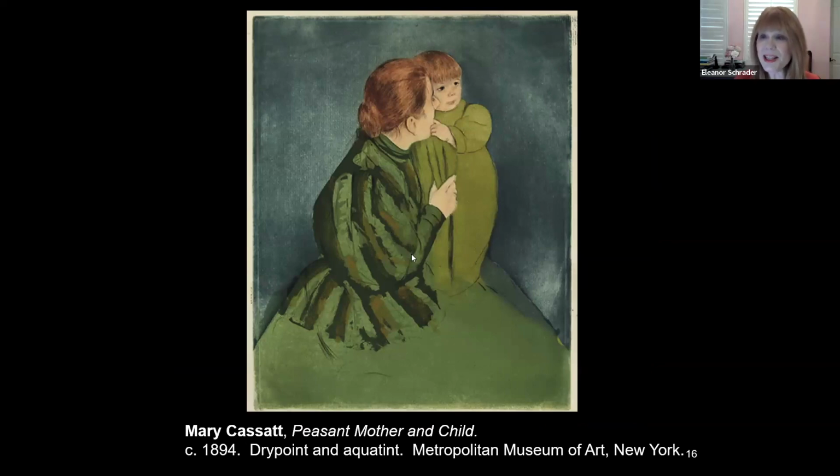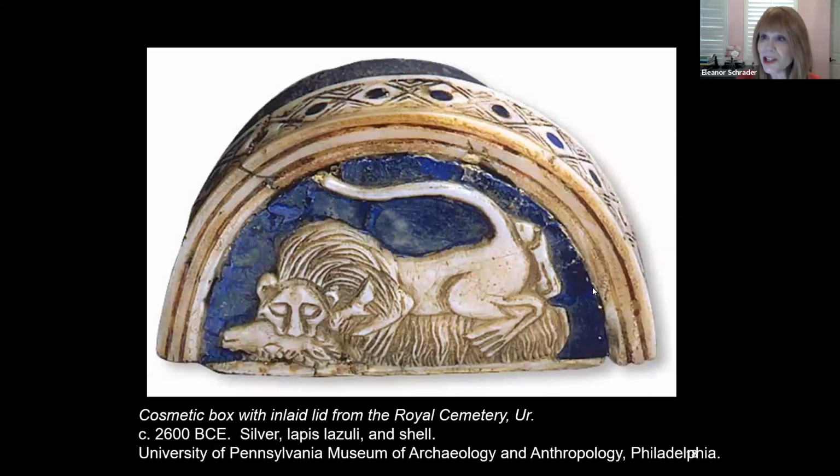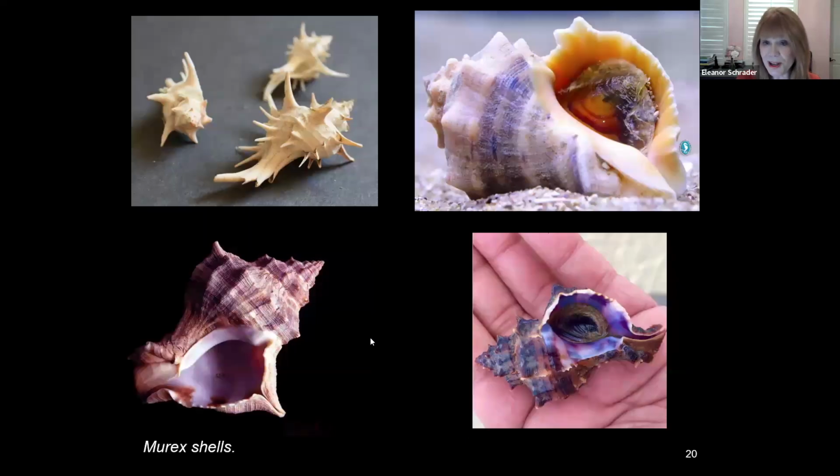We'll take the colors, each one of the pigments, and walk it through ancient history to modern art history. Even in the beautiful blues of lapis lazuli, we see that in ancient works. And then in more modern works, even in the peacock vases of Louis Comfort Tiffany. So not just paintings, but many decorative objects as well.